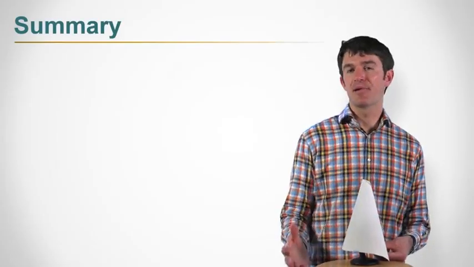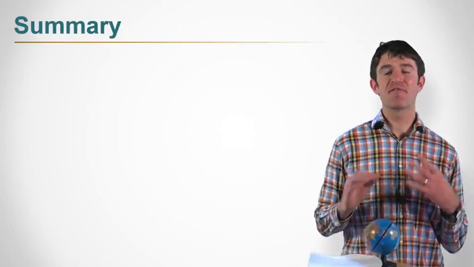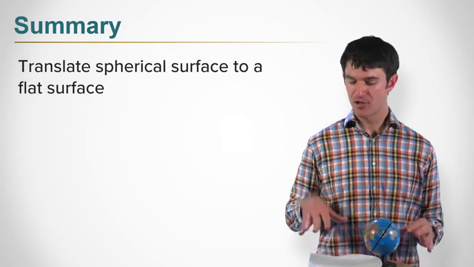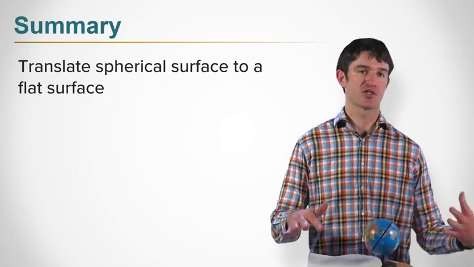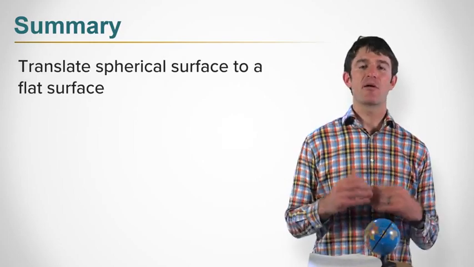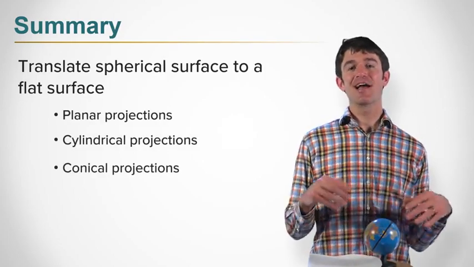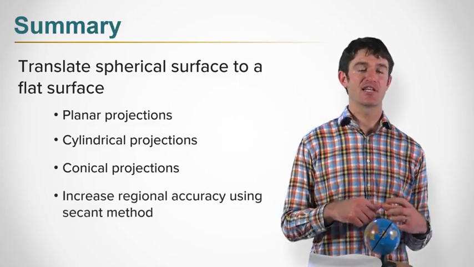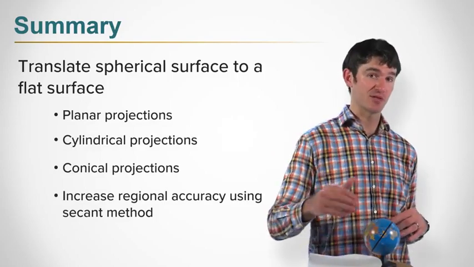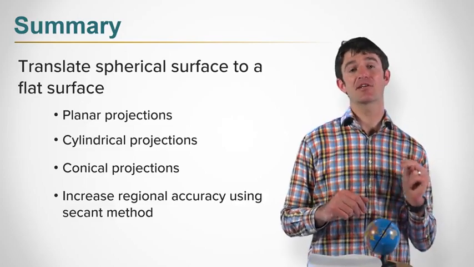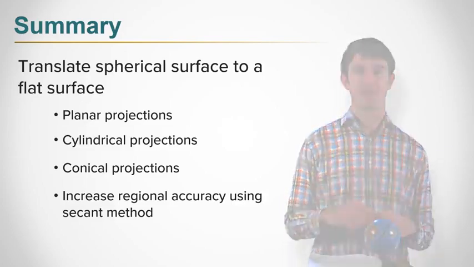To wrap this all up, in this lecture, we made an imaginary globe projection device that we used to understand the fundamental concepts of translating a spherical surface, such as the Earth, to a flat surface like a sheet of paper or your screen. We also learned about planar projections, cylindrical projections, and conical projections, as well as how we can increase accuracy in certain regions by varying the angle of the projection and using a secant method to obtain two accurate standard parallels on our maps.